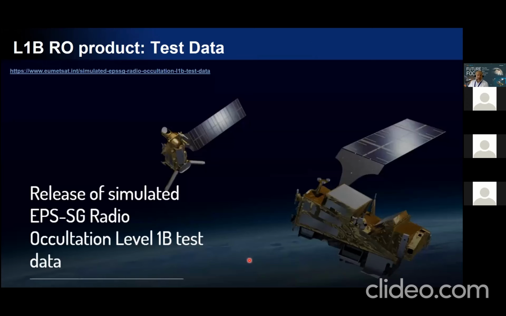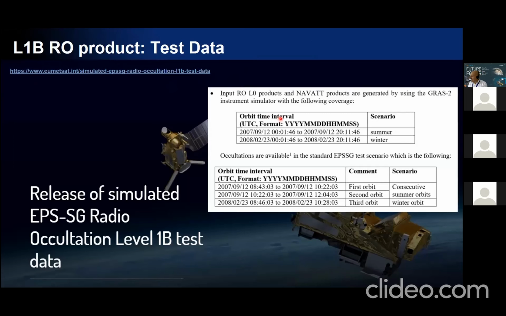We are providing to the users and to the developers of the ground segment a sort of test data set. These test data sets are also made available to all interested users. They are generated by an instrument data simulator, mimicking the radio occultation instrument. We are providing 1 day for a summer season and 1 day for a winter season of measurements.